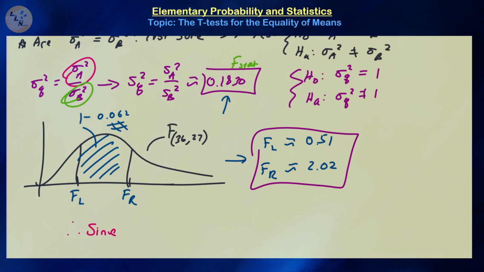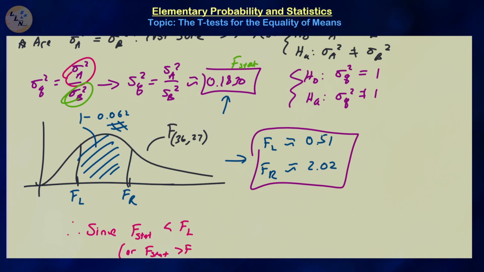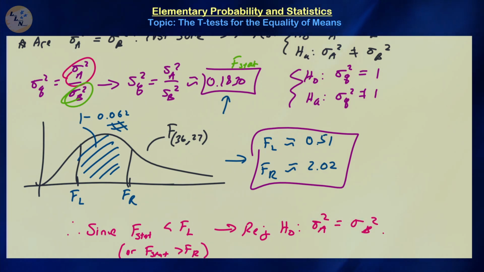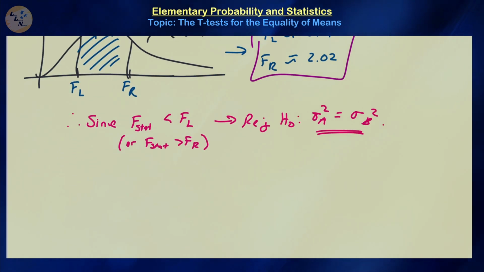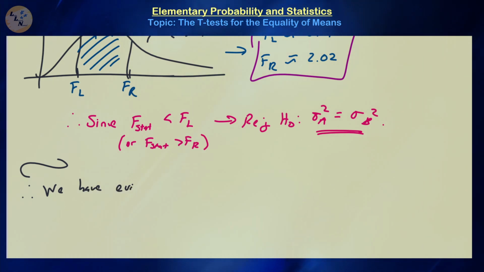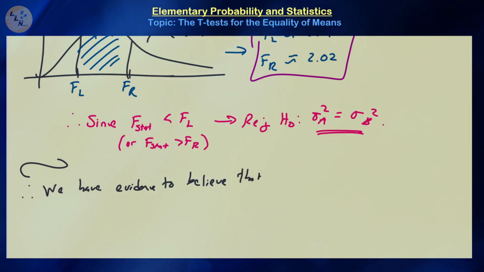So therefore, since our test statistic is less than the left critical value, or keep in mind F stat greater than the right critical value would also be an equivalent conclusion, then we reject the null hypothesis claim that the variances between them are equal to each other, right? So what does that mean? That means we have evidence to believe that the variances are not equal to each other.